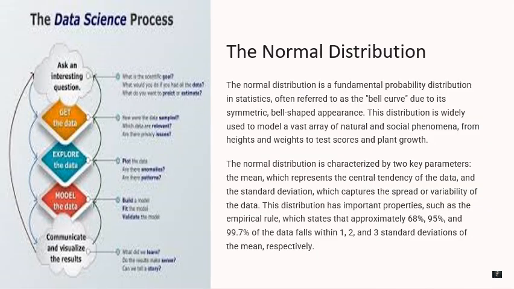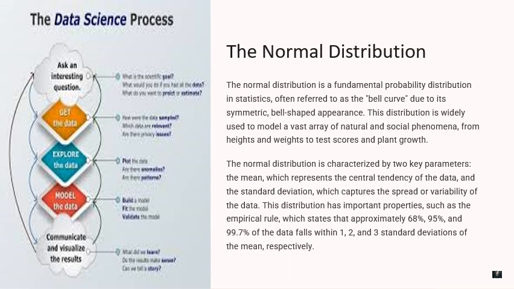The next is the normal distribution. The normal distribution is a fundamental probability distribution in statistics, often referred to as a bell curve due to its symmetric bell-shaped appearance. This distribution is widely used to model a vast array of natural and social phenomena, from heights and weights to test scores and plant growth.